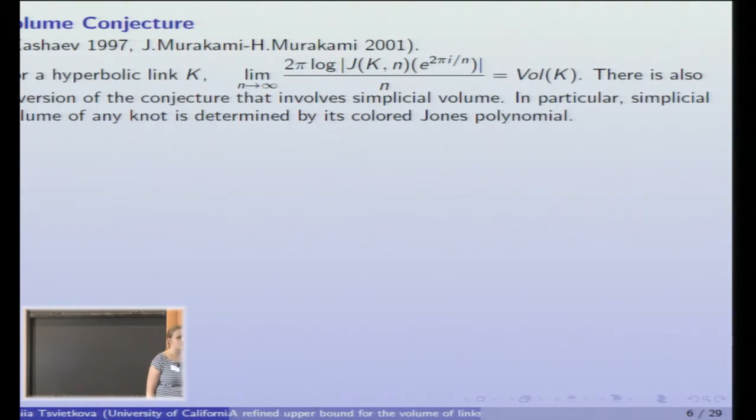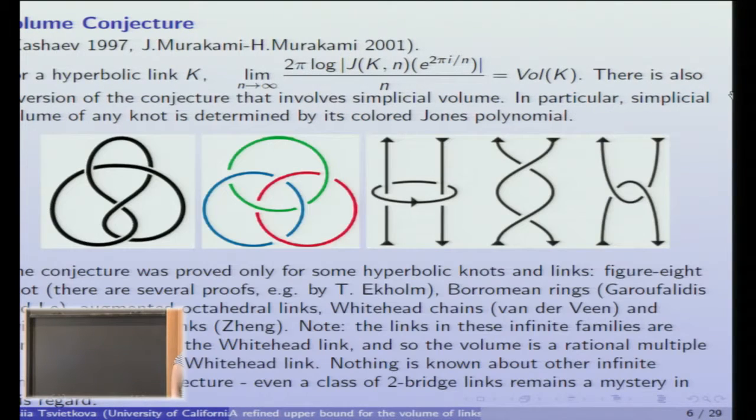So the intuition for this comes from physics. For a mathematician, for me, for example, it's hard to see why it's even plausible. And as for proof, so far it has been proven for some hyperbolic knots and links. However, all those links are very special.